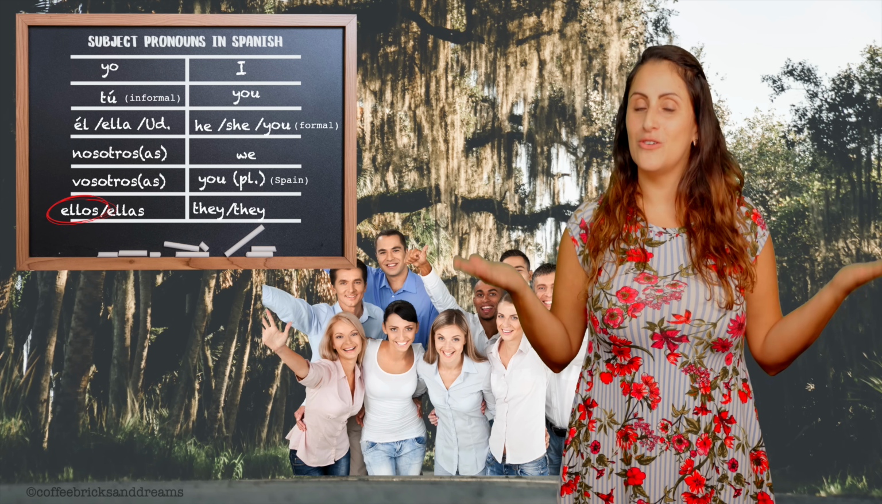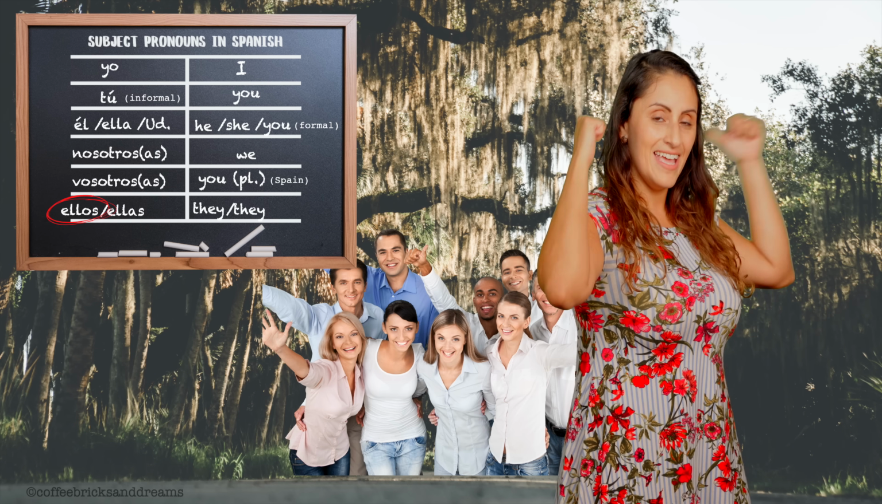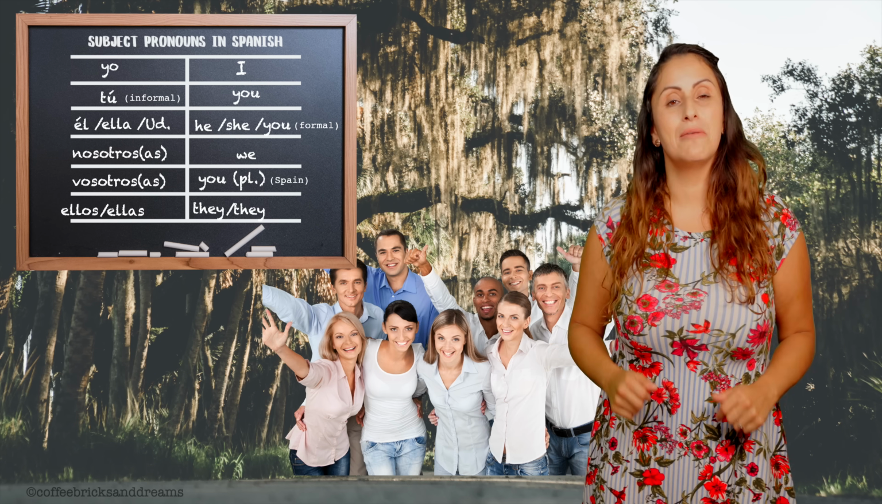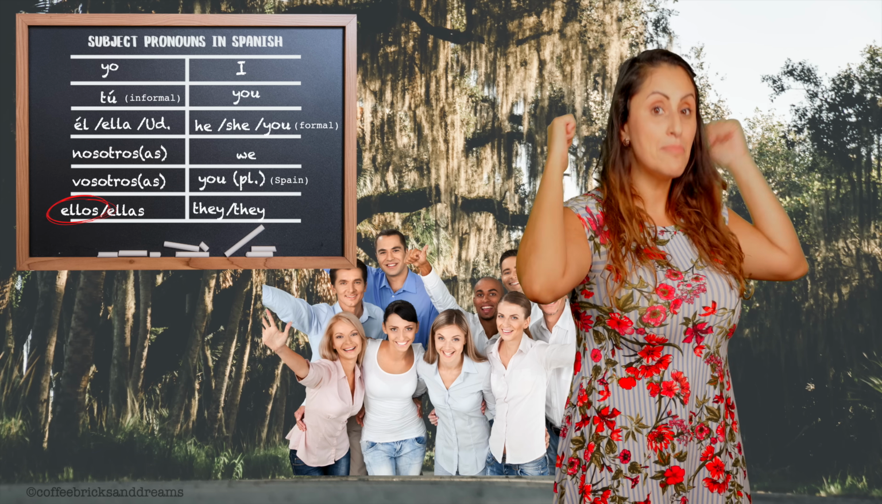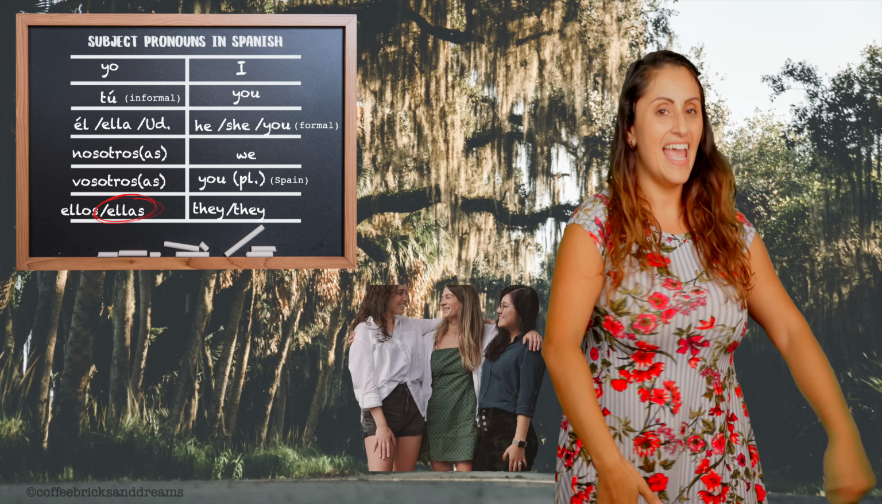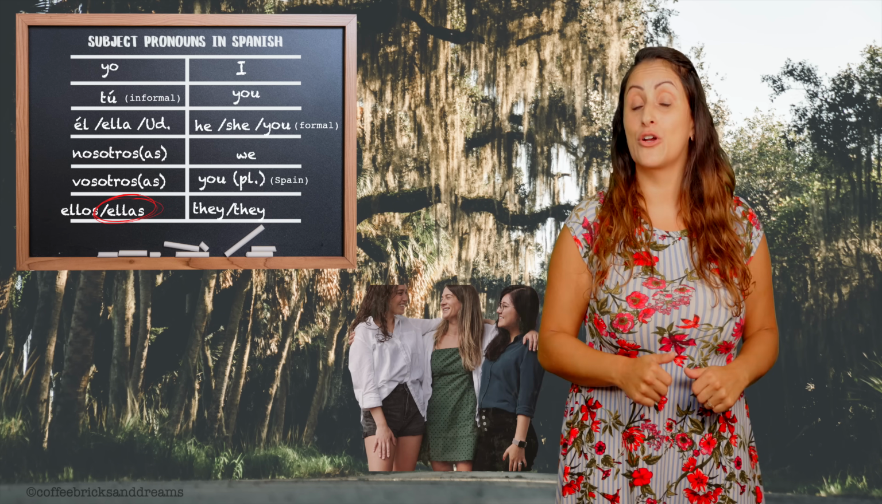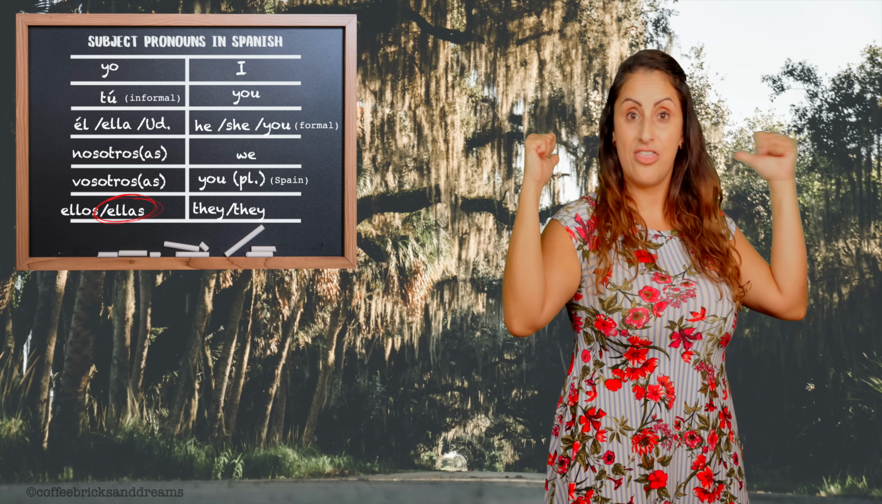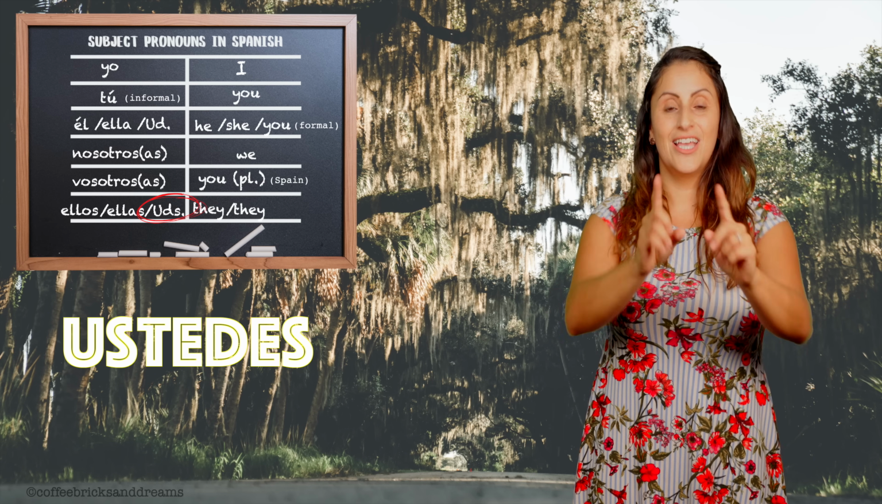Then we're going to use the masculine form. We will say ellos. So one more time, ellos, we're talking about them, a group of guys, or a mixed group, and ellas, a group of girls. We're talking about them. The last one is going to be ustedes.